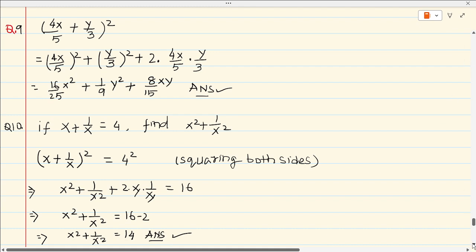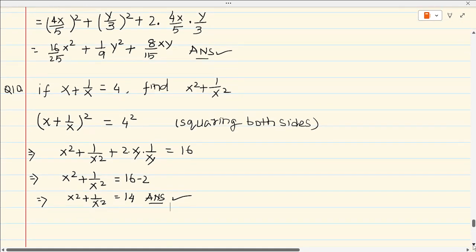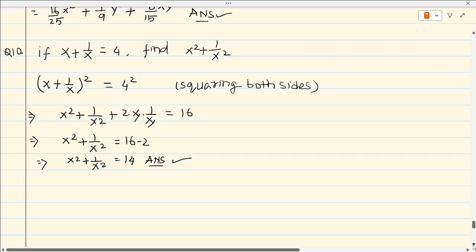So students, you can note down the questions and solutions if you want to, and if you have some problems in understanding, you can put a comment. In our next class, we will take up some more questions on this chapter of expansion, and we'll try to find out the value of other expressions, okay, as it is shown in question number 10.